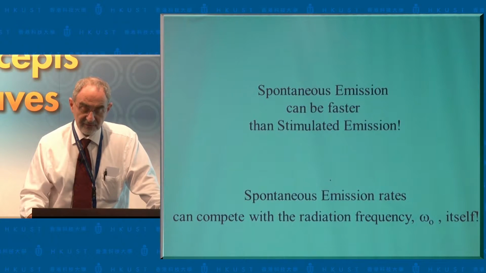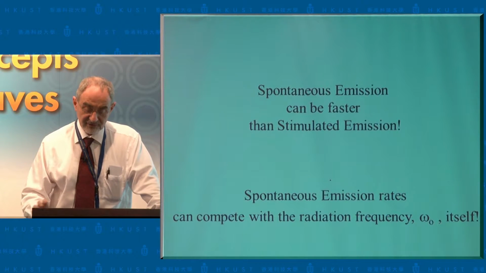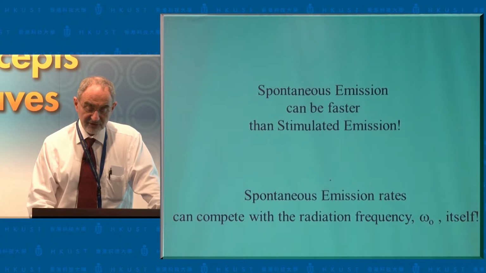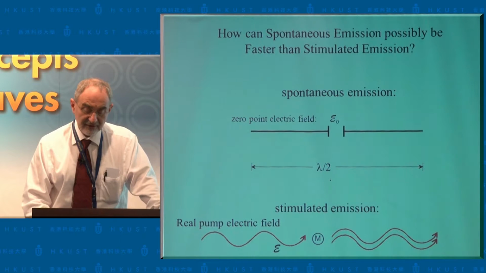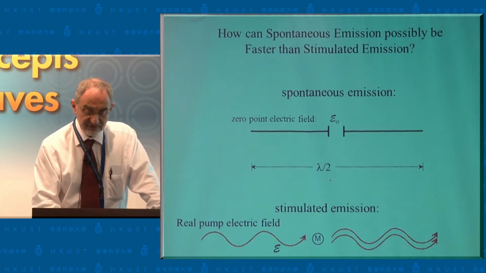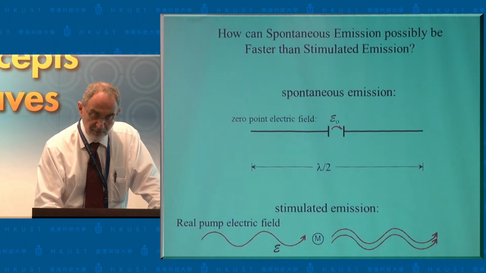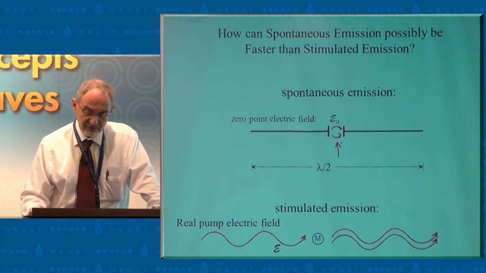In fact, spontaneous emission can be faster than stimulated emission. This is, of course, completely contrary to what I was taught during my career, that stimulated emission is always faster. The way to think about this is that spontaneous emission is responding to zero-point electric fields, which tend to be highly concentrated in this narrow region.